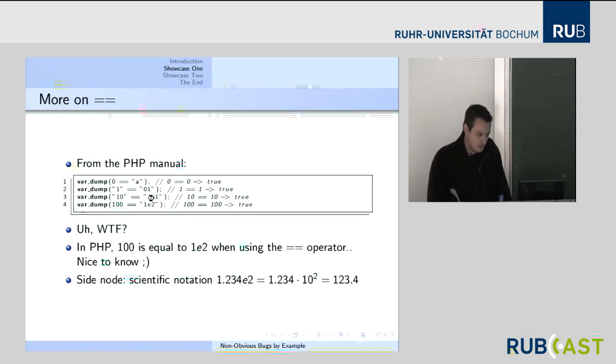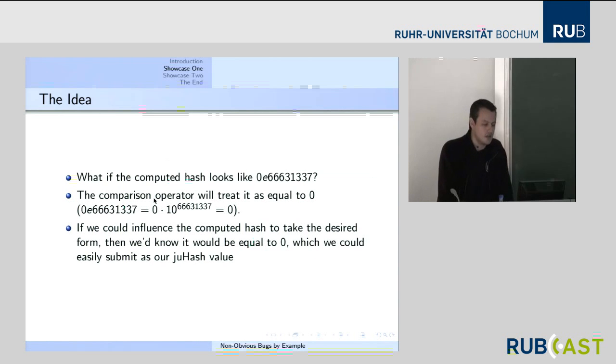Okay, so what do we make of it? The basic idea is, what happens if the computed hash looks like 0, E, and then some numbers? That's a valid numeric string. That's also a valid hash value, considering the hex digits: 0, E, and then only numbers. That's valid ASCII hex. And that would be the numerical value 0. So the equals operator would think, okay, this string and the string containing only the 0 character are equal.